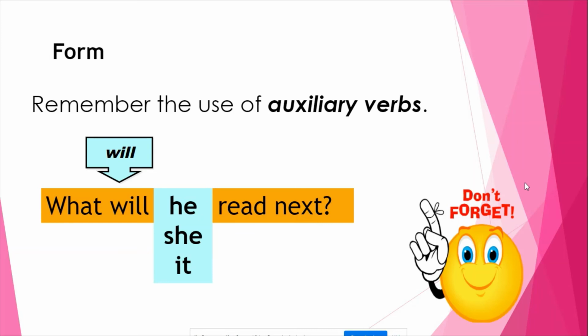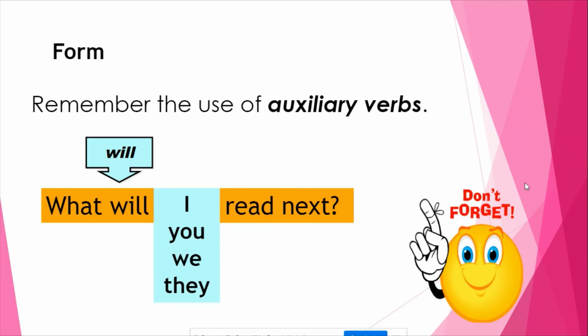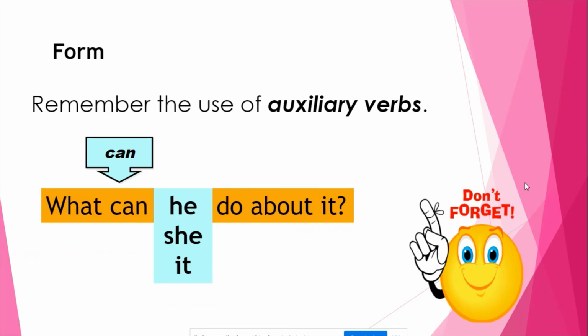I want you to notice something really interesting about the auxiliary verb will. Look at it. Do you see that? It does not change. So whether the subject is plural or singular, we always use the same form of the verb will. So there's no qualms with that, right? Okay, so let's go ahead and look at the next one, the auxiliary verb can. What can he do about it? Just repeat after me. What can she do about it?